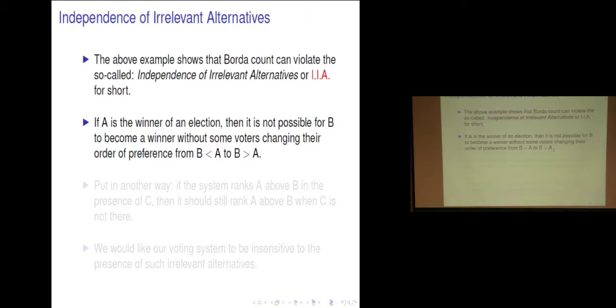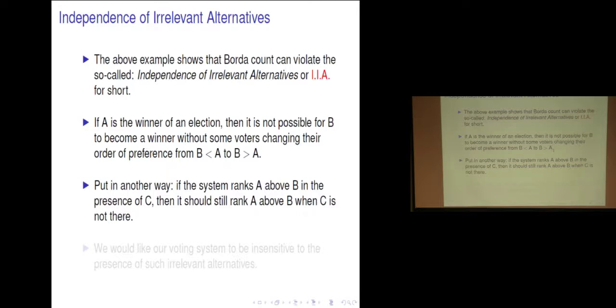So this is the relevant. If you don't change the relevant things and only change the irrelevant things, you shouldn't change the result, right? Put it another way, if the system ranks A above B in the presence of C, then it should rank A above B when C is not there, because C is irrelevant. So we would like our voting system to be insensitive to the presence of such irrelevant alternatives.